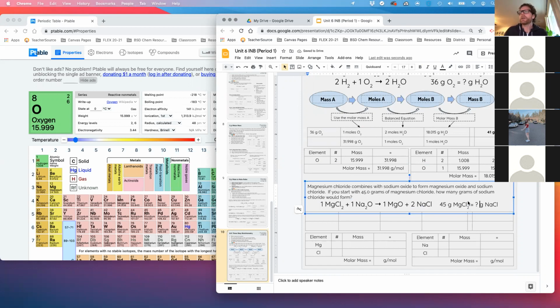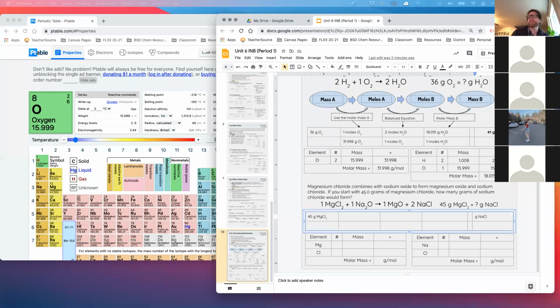And as always, what I start with goes in the top one right here. So right here, I'm going to say 45 grams MgCl2. That's what I start off with, and it should be 45. And over here, what I want, grams of NaCl.